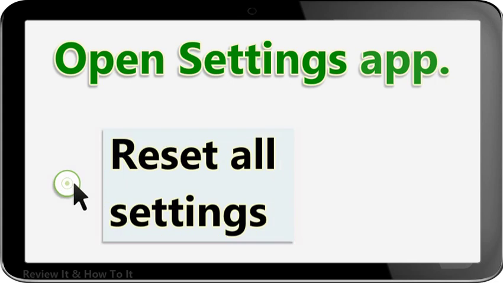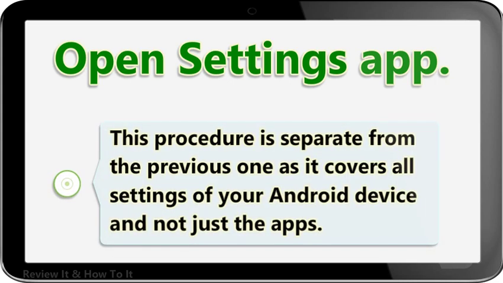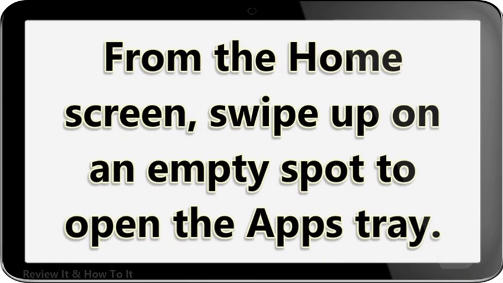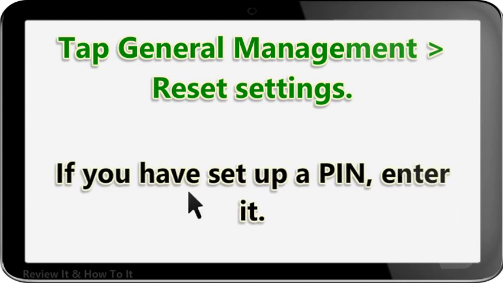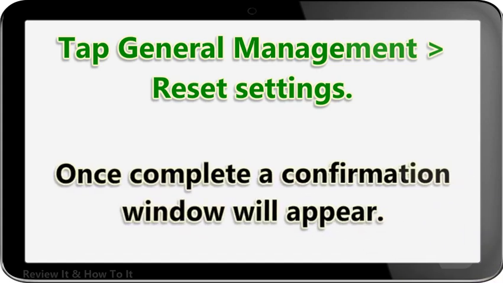Reset all settings. This procedure is separate from the previous one as it covers all settings of your Android device and not just the apps. From the home screen, swipe up on an empty spot to open the apps tray. Tap General Management, then Reset Settings. Tap Reset Settings. If you have set up a PIN, enter it. Tap Reset Settings. Once complete, a confirmation window will appear.